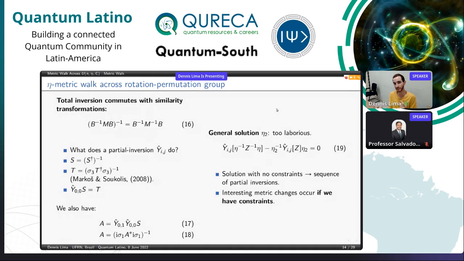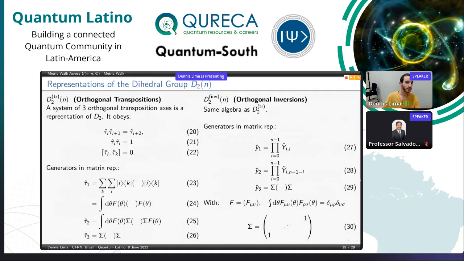What is the final metric that we are going to obtain for this new pseudo-unitary group due to the application of this partial inversion and this initial metric eta? But the solution is a bit too laborious. And interesting metric changes will occur if you have constraints like the unitary group or an orthogonal group, another group. If you take only a general matrix, you'll be mapping just to the total inversion of the matrix. So we're interested in some constraints that involve orthogonal transpositions and orthogonal inversions.